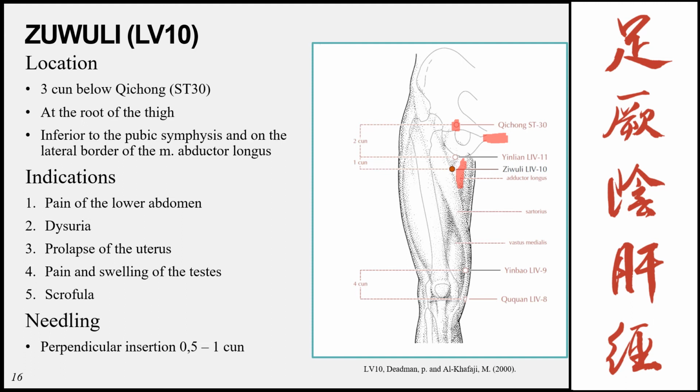This point can be used for pain of the lower abdomen, dysuria, prolapse of the uterus, pain and swelling of the testes, and scrofula. Needling is perpendicular insertion, 0.5 to 1 tun.